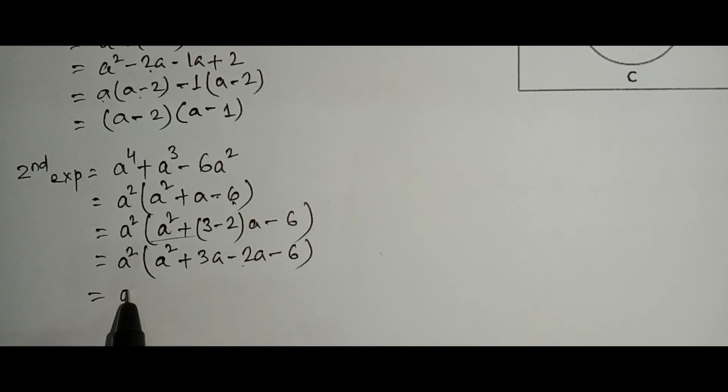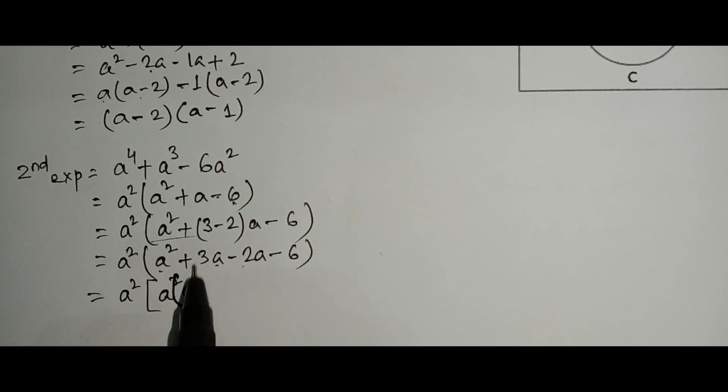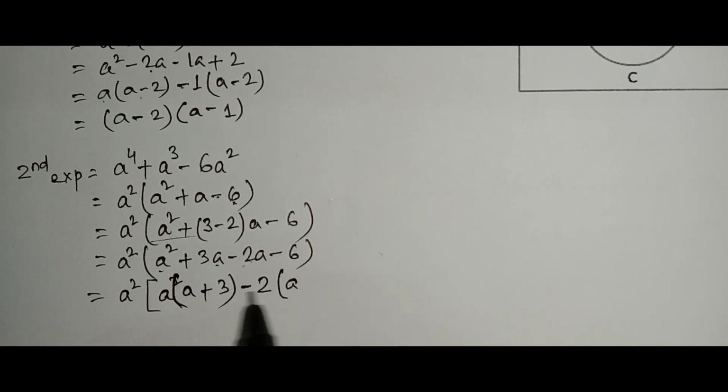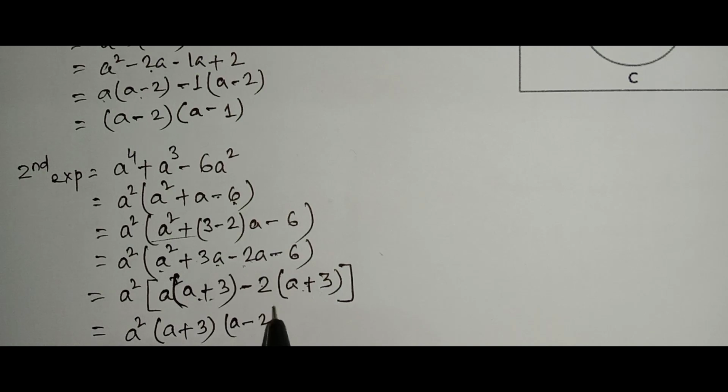From here I can write a square. Now inside a square, from here let's take a common. So I have a common, a plus 3. If I take minus, from here 2 I can take common. So minus minus makes plus, 6 divided by 2 is 3. So finally from these 2 parentheses I'm going to write the single one, a plus 3, and the leftover is a minus 2.